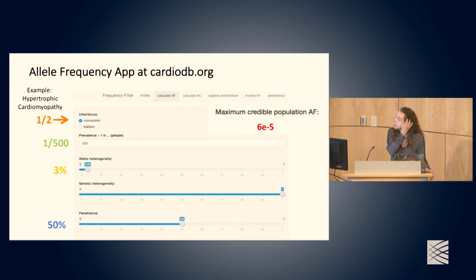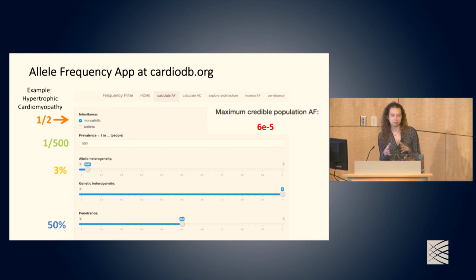So their disease of interest is hypertrophic cardiomyopathy. It's generally a dominant disease, so we mark monoallelic. It has a prevalence of 1 in 500 people in the general population. Allelic heterogeneity is 3%, which seems like a totally random number. The way they get this is they just ask, what is the most common variant? If you take all the people with hypertrophic cardiomyopathy, what variant has the highest prevalence in this disease population?